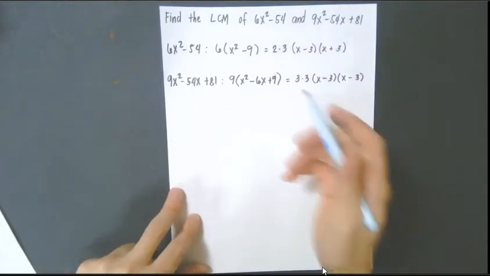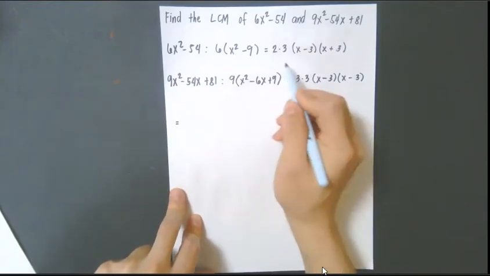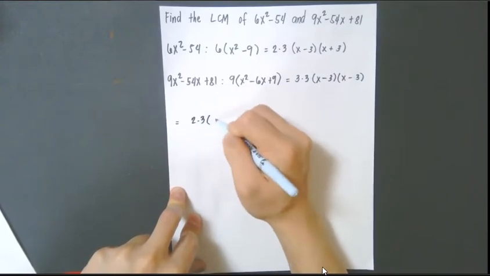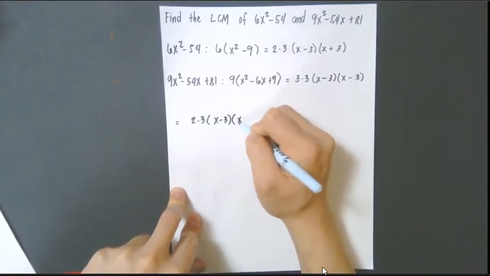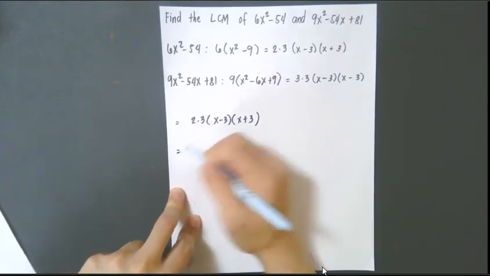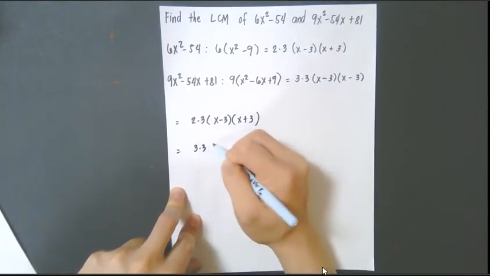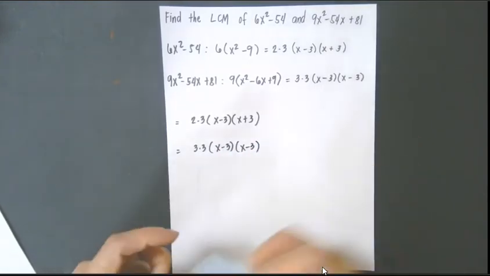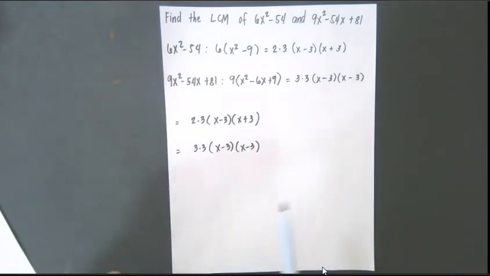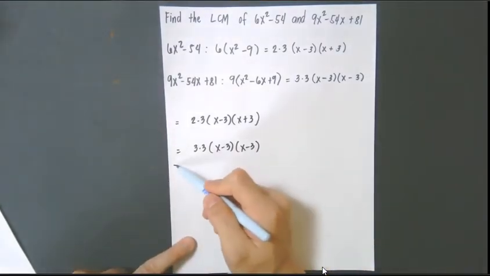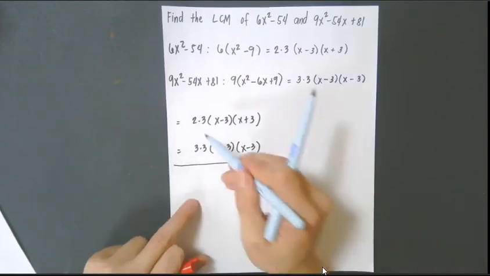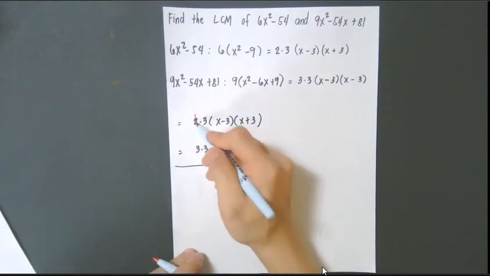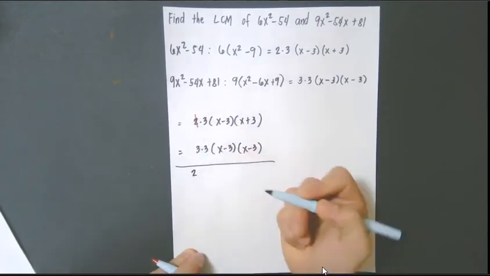Okay, now let's arrange our prime factors here. That's 2 times 3, x minus 3, x plus 3. Next is 3 times 3, x minus 3, x minus 3. Now we will apply the barbecue stick method. So we will put a line on the factors. Do we have a common factor for 2? No. Put a line on it. But still, we should write that as one factor here.